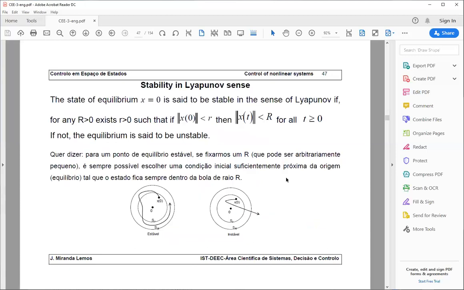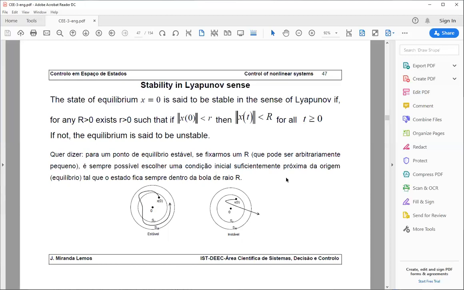You might also wonder whether it is possible to study stability properties of the equilibrium of a nonlinear system by studying the stability properties of its linearized version. Actually, this can be done, but with limitations. Before we proceed, let's define what we mean by stability. There are many ways to define stability, and we are going to use the concept of stability in the Lyapunov sense.